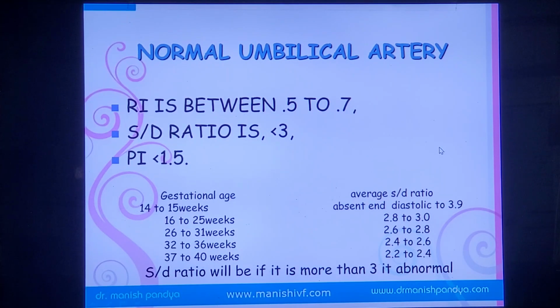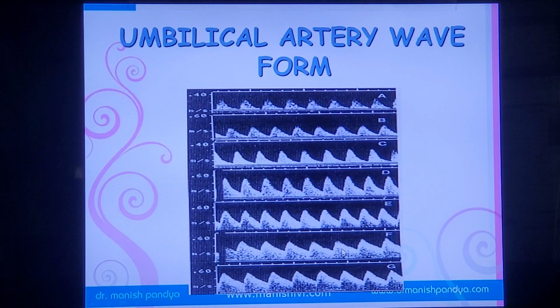Okay. So uterine artery 0.4, 0.5 to 0.6. Here it is 0.5 to 0.7. Uterine artery more than 2. It is more than 3. It should be SD ratio. If it is more than 3, then it is abnormal. Okay, more than 3, then it is abnormal. It is according to the gestation.